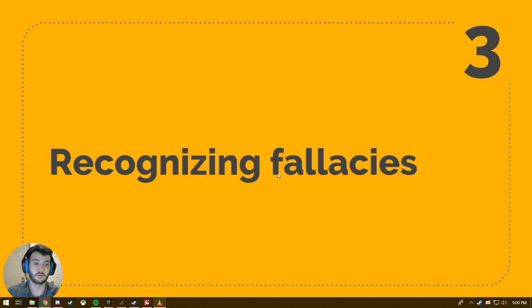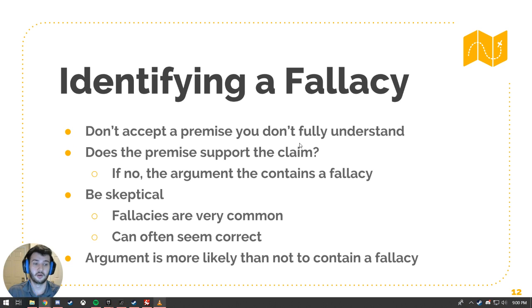So recognizing fallacies in arguments. Number one, don't accept a premise if you don't fully understand it, and ask does the premise support the claim? If the premise does not support the claim, then the argument contains a fallacy, which is a mistaken logic and a mistaken reason. It's important to be skeptical when you're arguing and debating because fallacies are very common and they can often seem valid and like correct arguments.